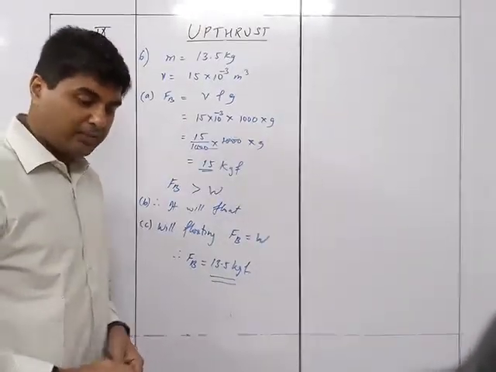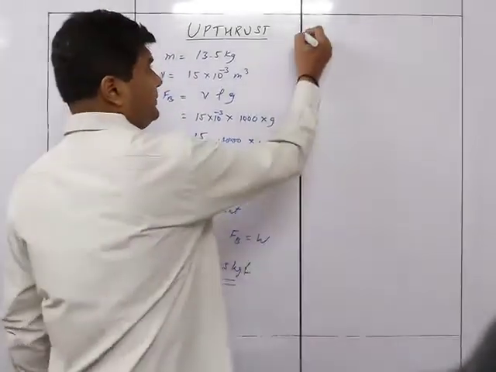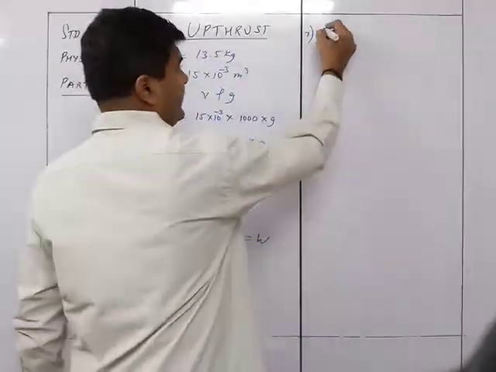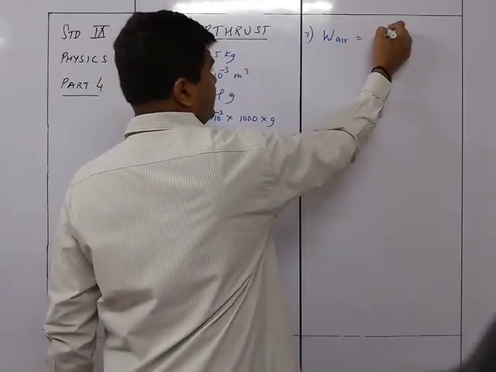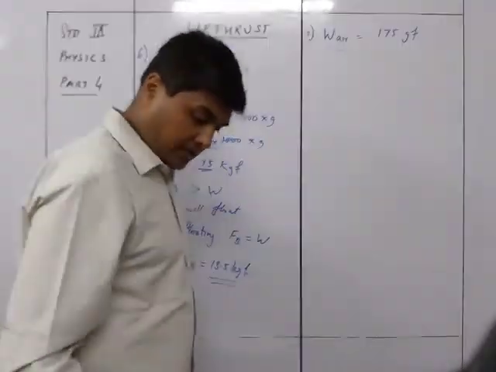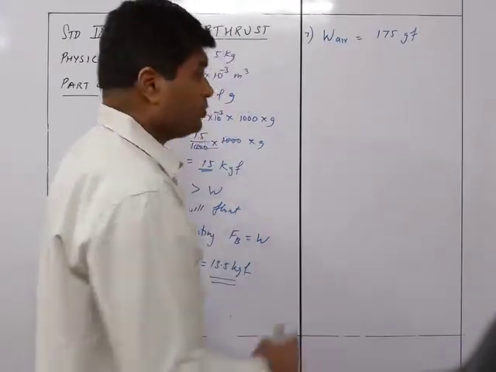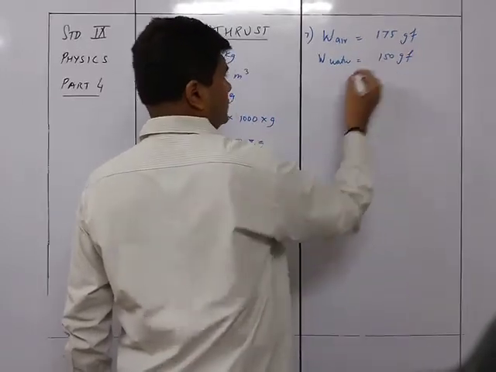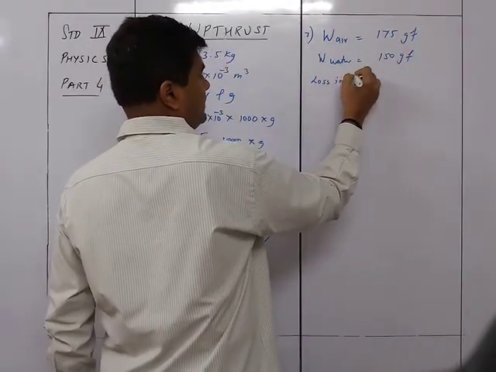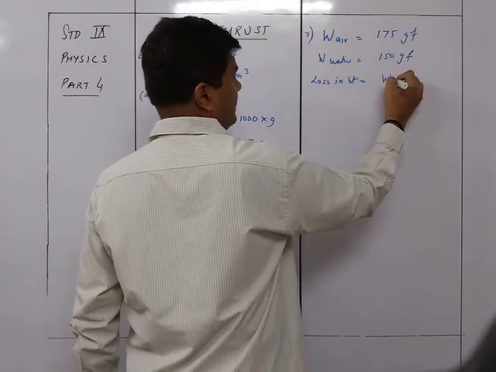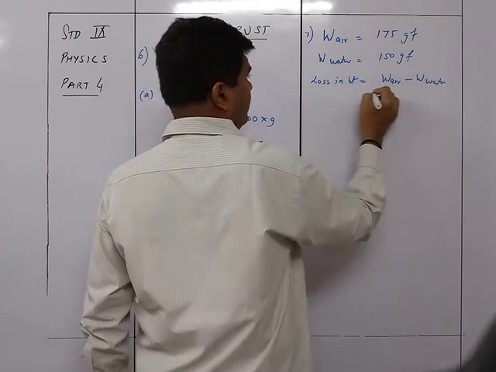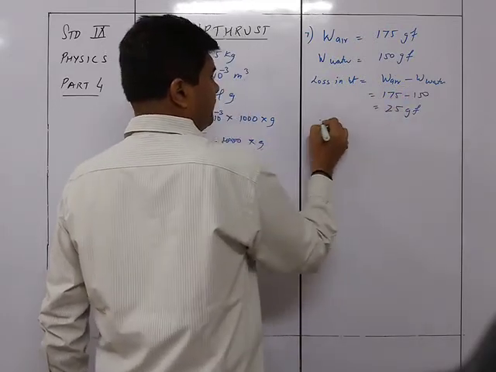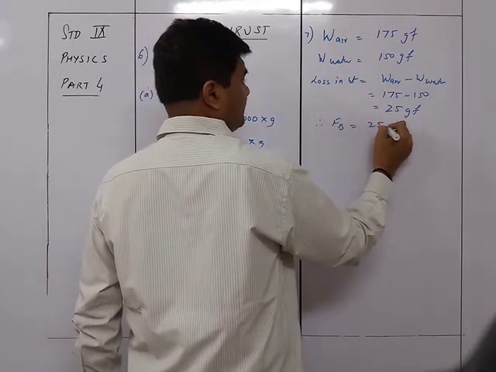Okay, so that is sum number 6. We now move on to sum number 7. A piece of brass weighs 175 grams in air, so W air is equal to 175 gf, and 150 gf when immersed in water. Of course, loss in weight is W air minus W water, which is 175 minus 150, equal to 25 gf. Therefore FB is equal to 25 gf.